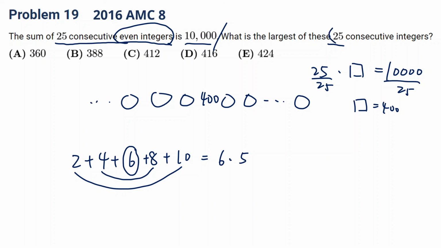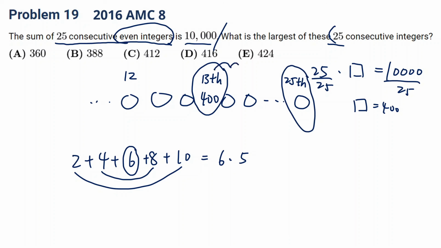So we first get that the middle number is 400. And we are looking for the largest. We know 400 is the 13th number. So there are 12 numbers on the left and 12 numbers on the right. 400 is 13th, and we are looking for the 25th number. So we need to go plus 2, plus 2, plus 2, how many times? Plus 2 by 12 times. So 12 times 2 is 24. 24 plus 400, 424 will be our answer.